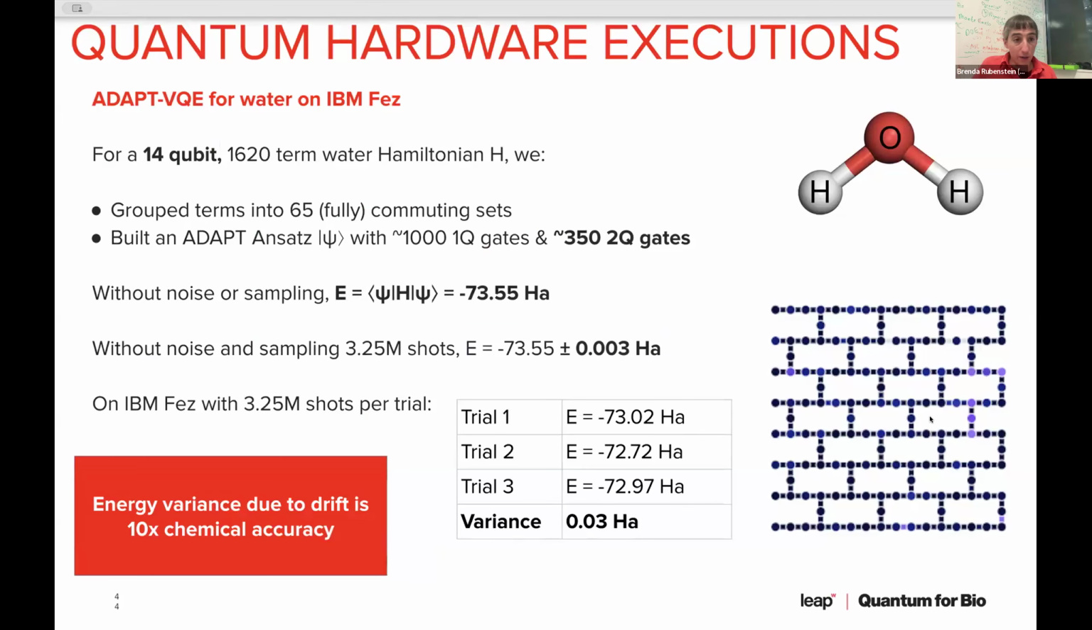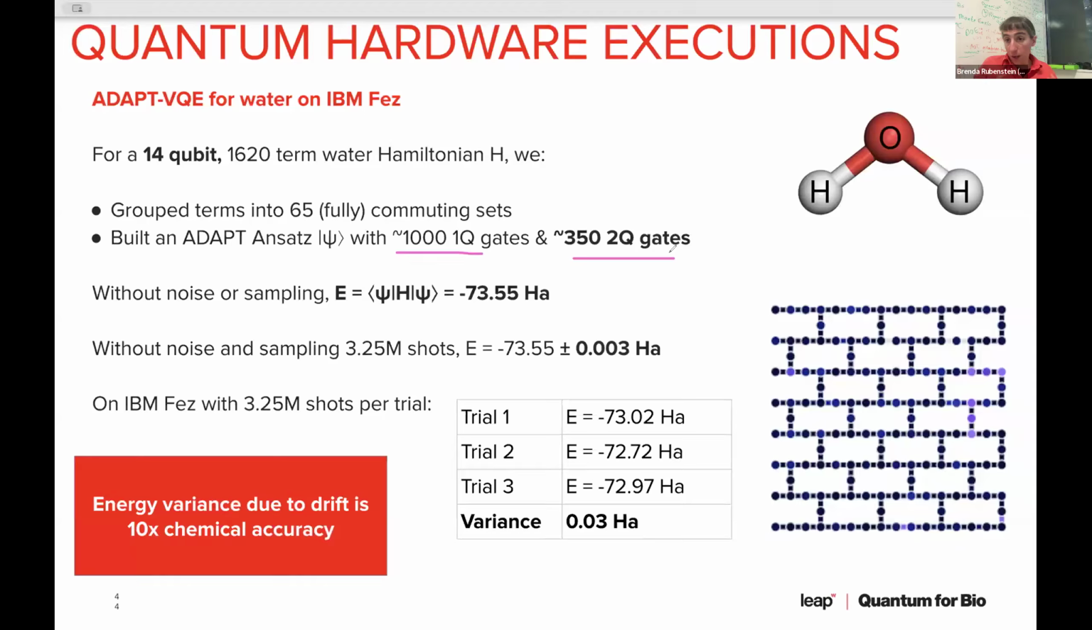What we've done is we've done this on, again, small systems, but I'll show you some of our larger results in a second. So here's water. We did water because we did the water dynamics before, and we ran this recently on IBM Fez. This is just to give you a sense of what we're seeing with this hardware. Again, we're not doing any post-processing on these results. I can talk about post-processing, but we're not. So we're using ADAPT-VQE, and when we compute the circuits in a minimal basis for water, we end up with about 1,000 1-qubit gates and about 352 2-qubit gates that we need.